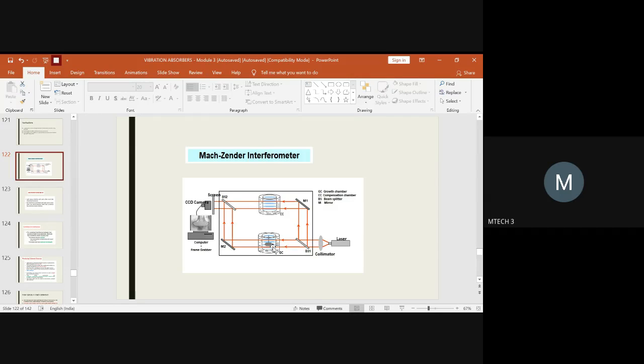So the interference occurred light rays are made to pass through the mirror, and this will be made to pass through the splitter. And here from the splitter, the image will be displayed on the screen and that will be captured. So this is one path.